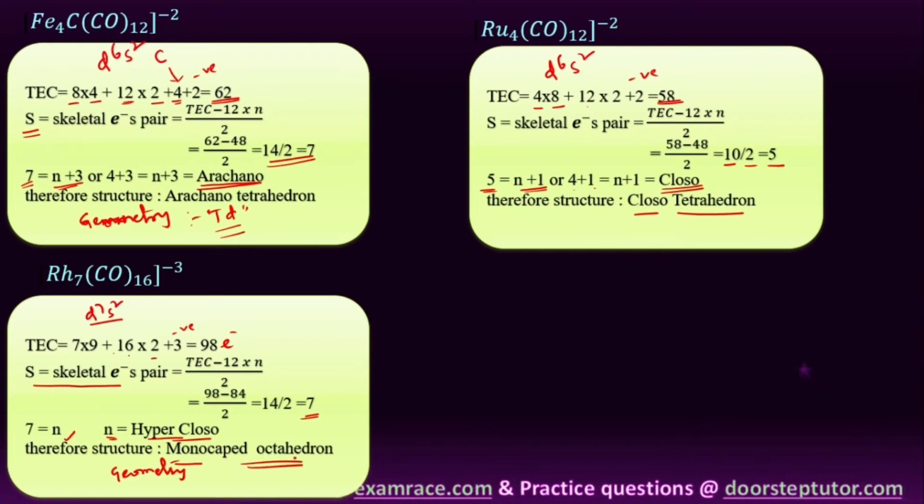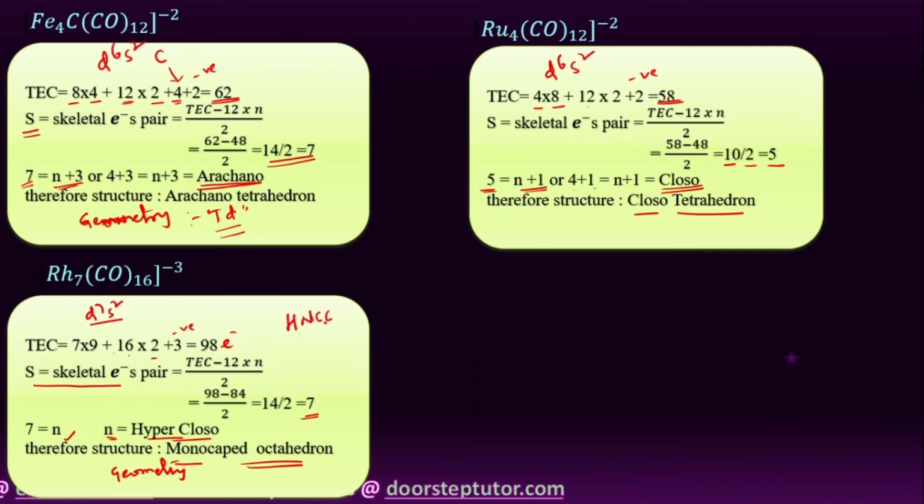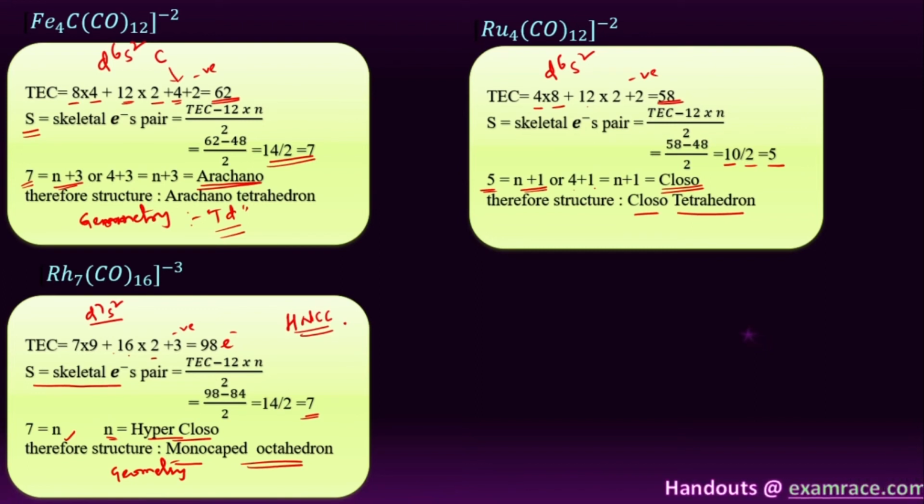These are the examples for HNCC, that is higher nuclearity carbonyl clusters, right? So this rule was extended, the way Mingos extended these rules, into the carbonyl clusters. I hope you understand this topic, student.